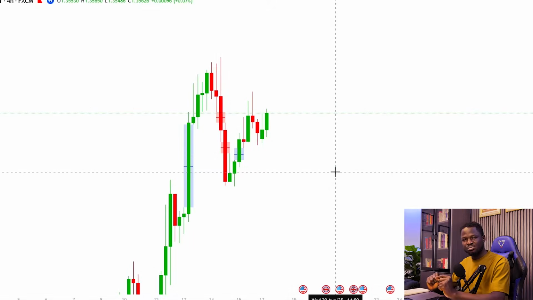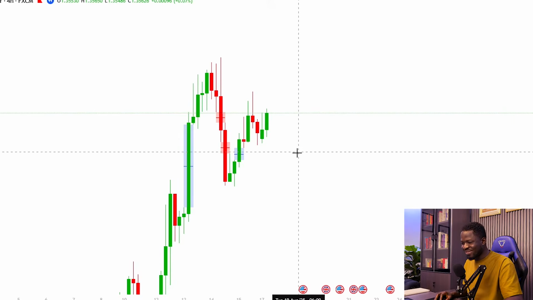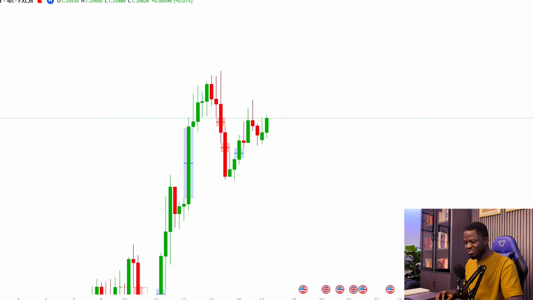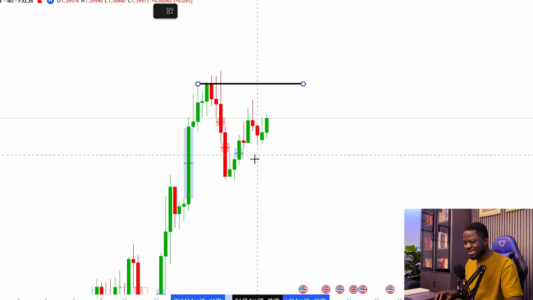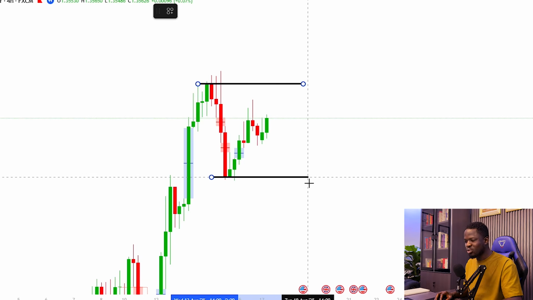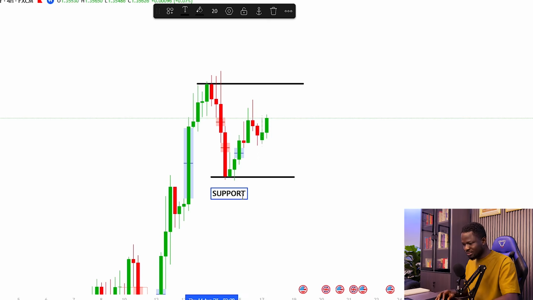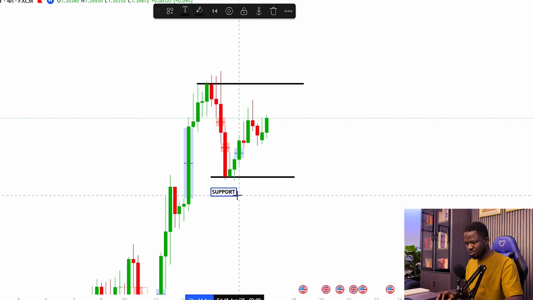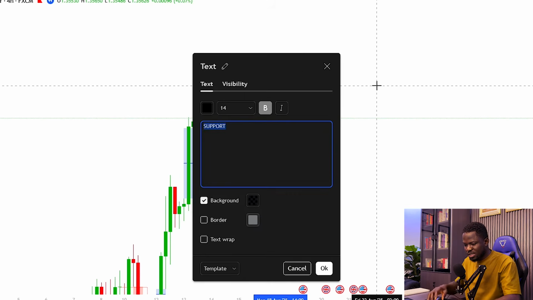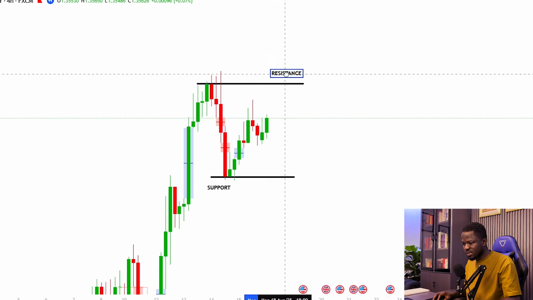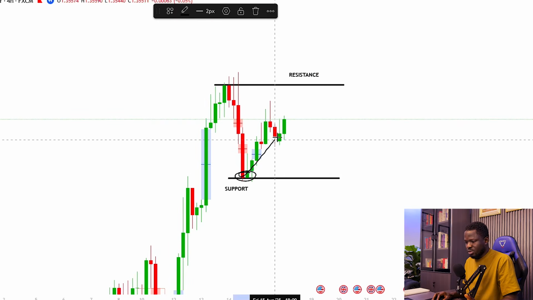Let me show you a practical example of resistance, how to analyze, how to break it down by using real life market charts. If you look at the price action right now, price created a resistance zone here and price created a support zone. So let me label it. We have support here. Let me change the font to this. Then we have this place as resistance, right? As resistance.